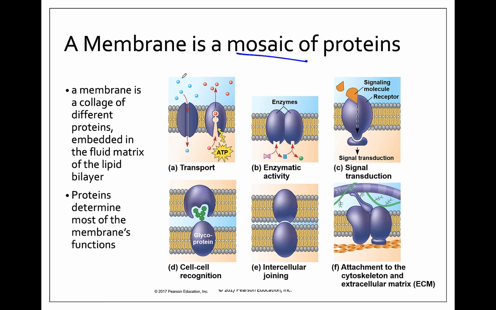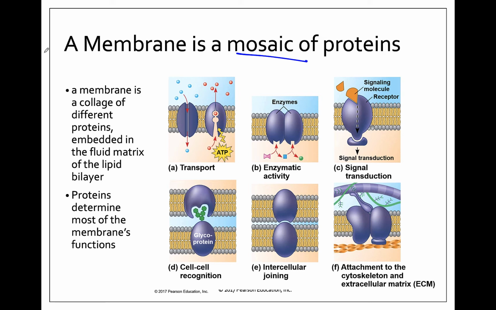Each protein can have a different type of function. We can use proteins for transporting things in and out. We can use proteins for doing reactions, for receiving information, for recognizing cells, for holding cells together, as well as attaching to other elements such as the extracellular matrix and the cytoskeleton, amongst many, many other protein functions that can be found inside of a cell.